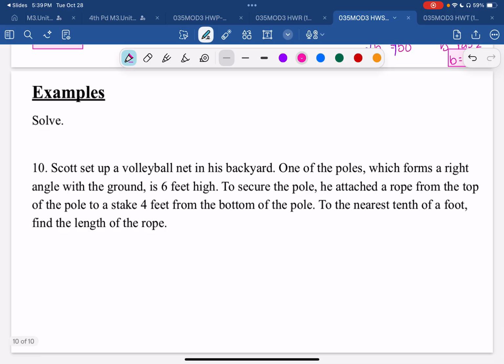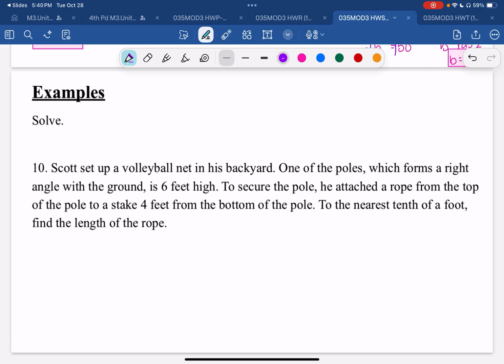Scott set up a volleyball net in his backyard. One of the poles, which forms a right angle with the ground, is 6 feet high. To secure the pole, he attached a rope from the top of the pole to a stake 4 feet from the bottom of the pole. To the nearest tenth of a foot, find the length of the rope. For problems like this, it is very important that you draw a picture. It doesn't have to be a fancy picture, but try to set up the shape.